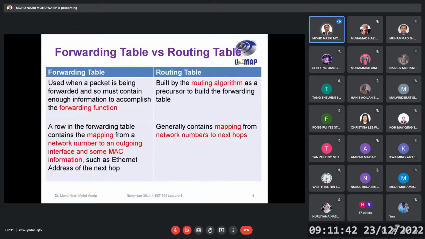Normally, the forwarding table is used for switches, layer 2. Not necessarily, but normally. The routing table is for layer 3, the network layer. The routing table is built by the routing algorithm, as a precursor to building the forwarding table. It generally contains the mapping from network number to next hop. For the forwarding table, it is network number to MAC address. So they are different. The routing table is normally inside the router, and the forwarding table is normally inside the switch.